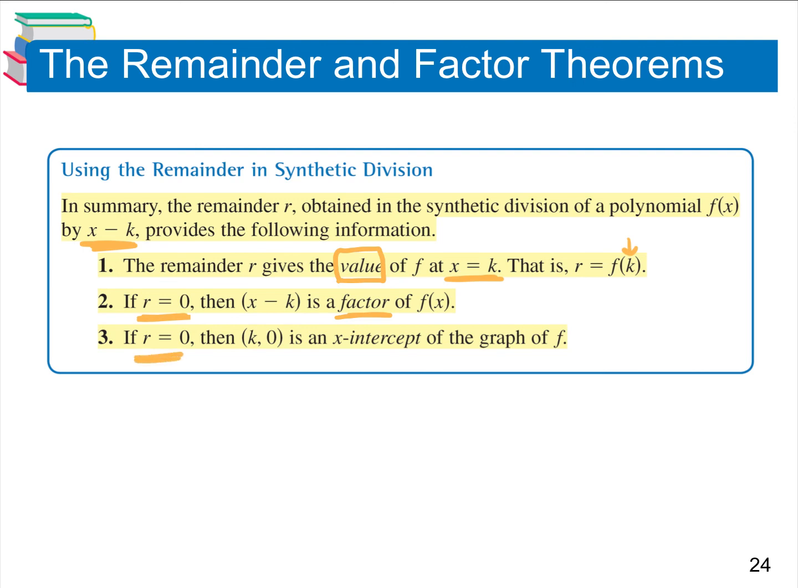And again, if our remainder is 0, it also gives us the x-intercept, because x-intercept and factor are essentially the same thing. It's where y is equal to 0, and it's where our graph crosses the x-axis. So if we had a remainder of 0 at that k, that would be a solution to our question, which we know solution, 0, x-intercepts all mean the same thing.